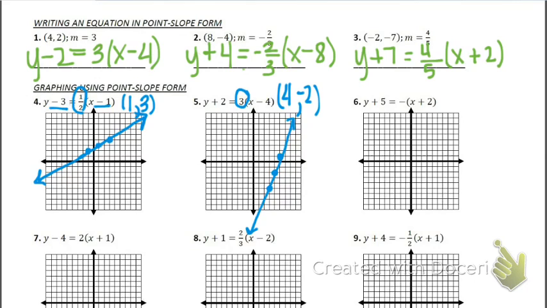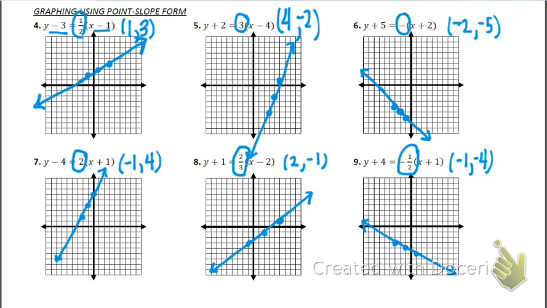Everybody good? So what I want you to do is work on 6 through 9 for me. So here's what I got. I want you guys to check what you got against mine. Make sure that you agree. If you disagree, we need to figure it out. So let's double check what we did here.